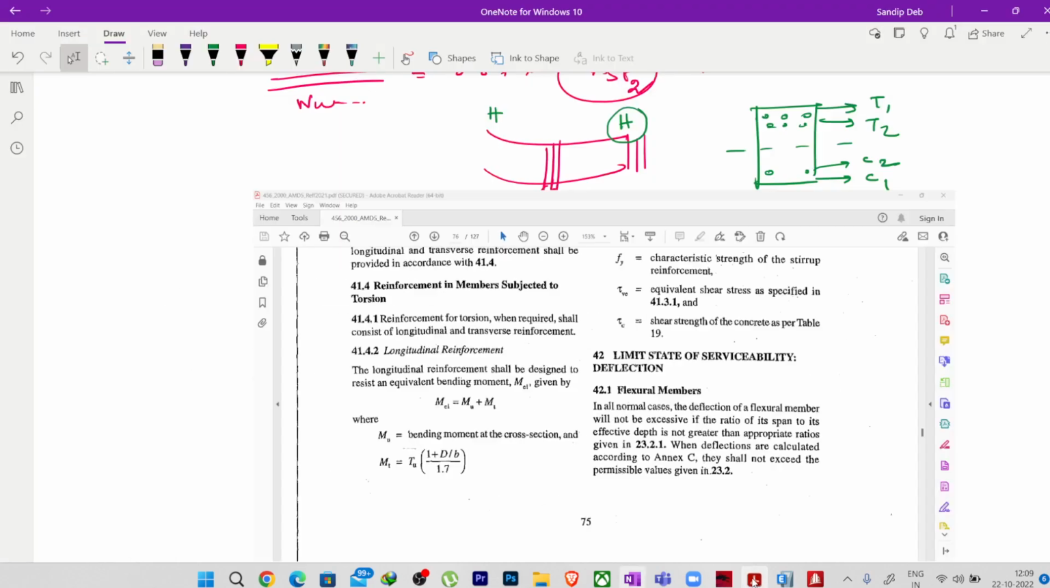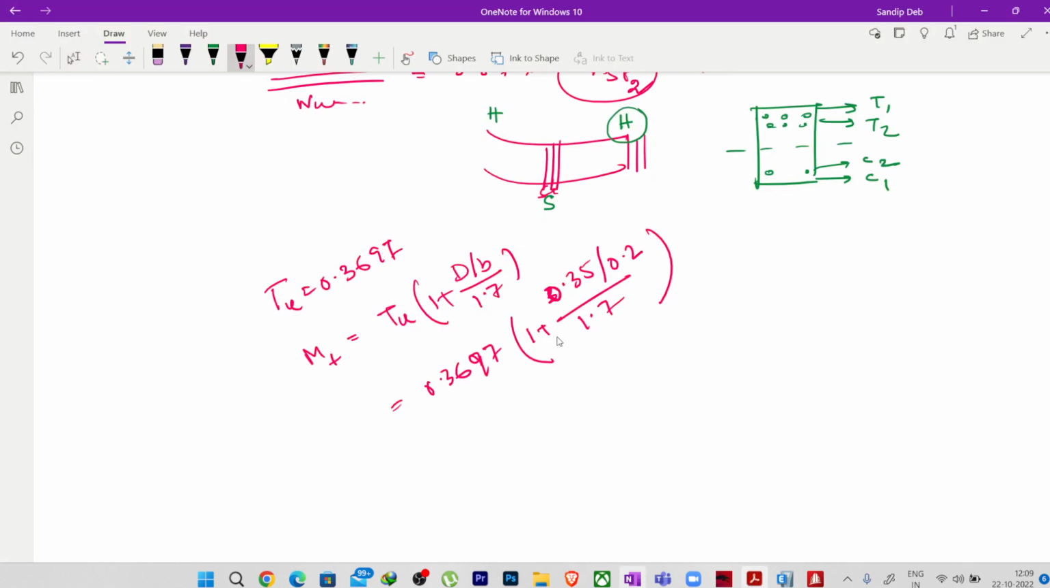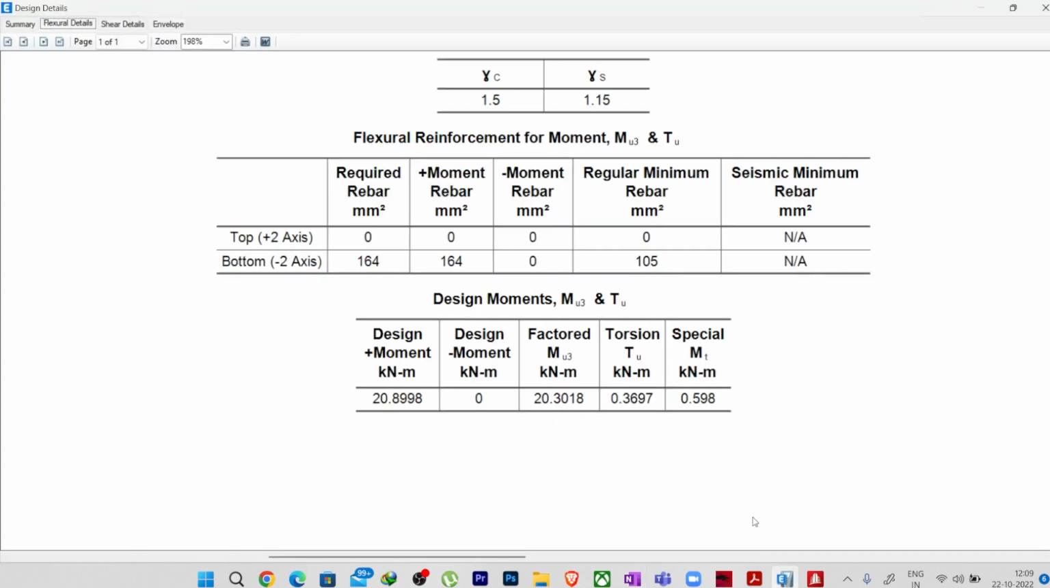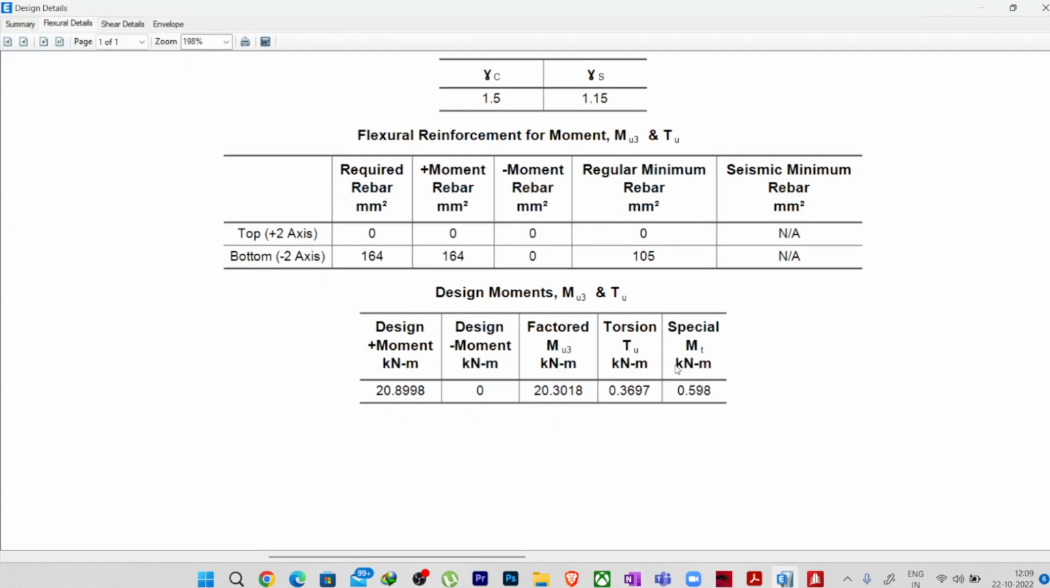Tu times 1 plus. Okay, sorry. It will be 1 plus here, right? So it is 0.598 kilonewton meter. So let's see. Yes, you can see here the software is also giving us the moment due to torsion as 0.598.